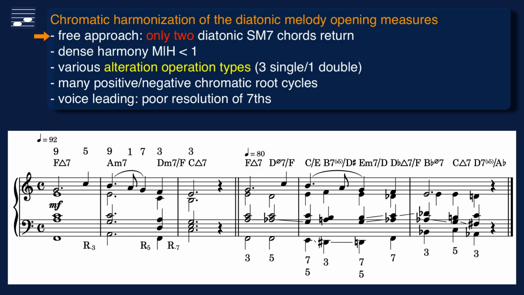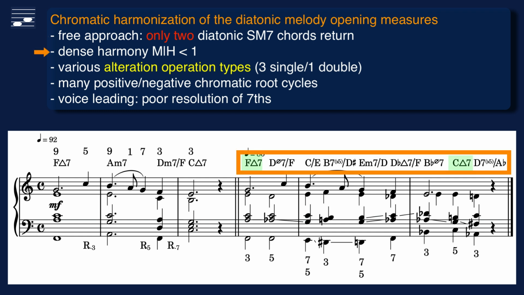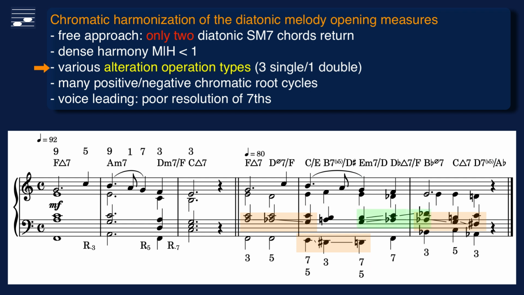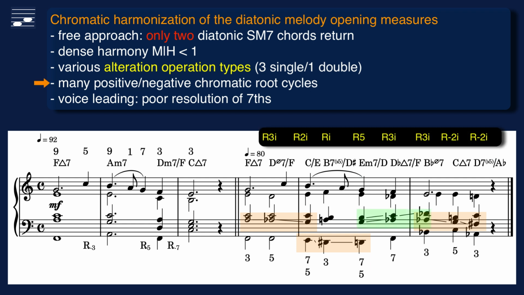In the chromatic harmonization, only two diatonic chords from the original return. As in the previous examples, the chord density has significantly increased. You'll find 3 single and 1 double parallel chromatic alteration operation. The result sounds like a modern chromatic jazz harmonization, and that completes the demonstration of the fundamental chromatic harmonization aspects.